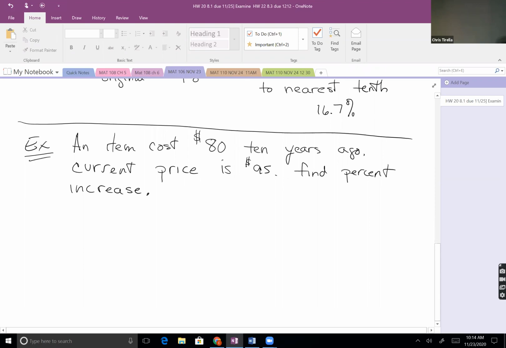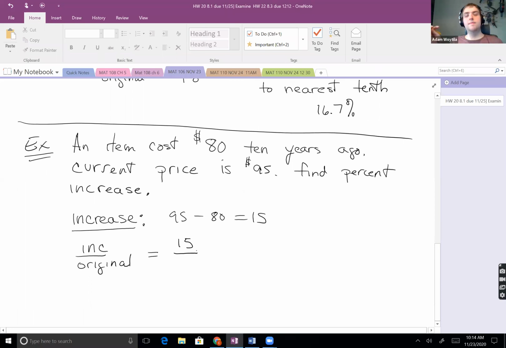So first, how much is the increase? By $15. So 95 minus 80 is 15. Beautiful. Now we're going to take the increase and put it over the original. And so that's 15 over, what was the earlier price? 80. Okay. So we're going to put it over the 80.